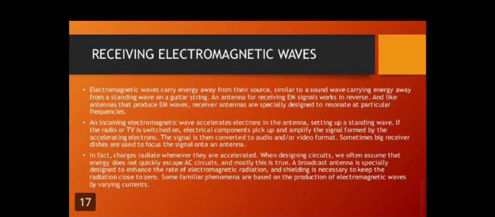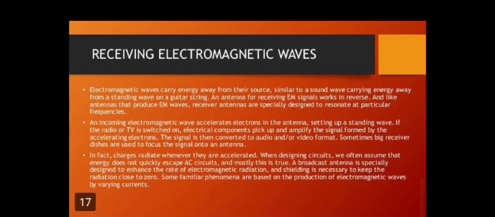Some similar phenomena are based on the production of electromagnetic waves by varying currents. Electromagnetic waves carry energy from their source, and the receiving antenna works by capturing this energy. When an electromagnetic wave hits the antenna, it accelerates electrons, creating a standing wave within the antenna. This standing wave is then converted into an electrical signal that can be amplified and transformed into audio or video output by the receiver, such as a TV or radio.